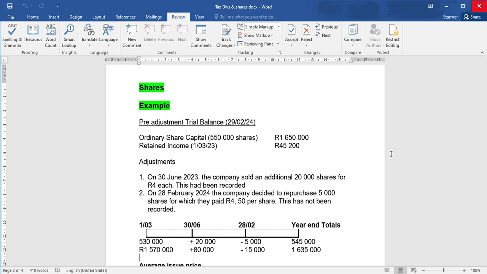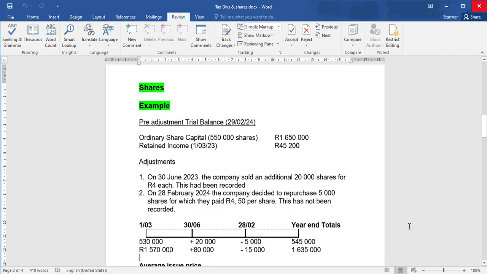Today I'm going to do a video focusing on the three adjustments that are specific to companies, which is your shares, your tax, and your dividends. Right, starting with shares and this first example. You're given a pre-adjustment trial balance.